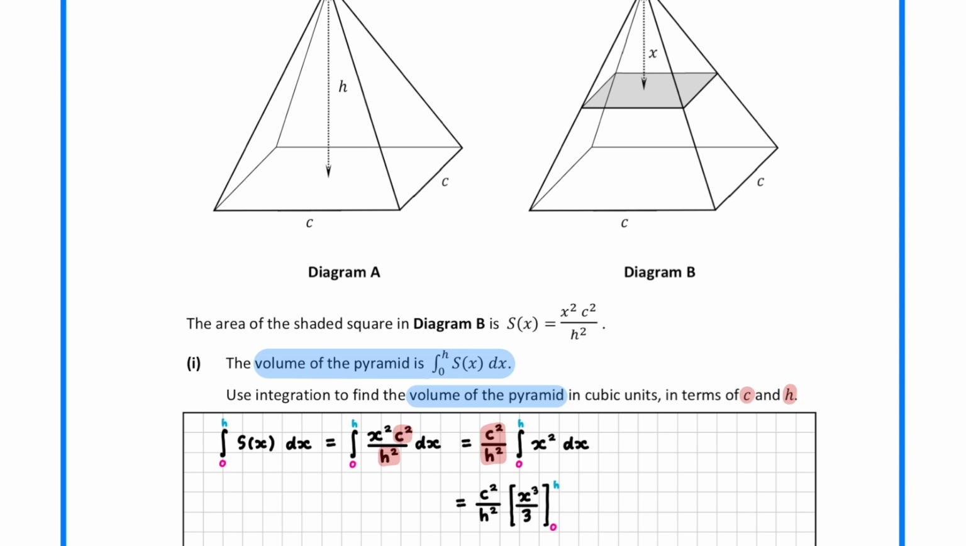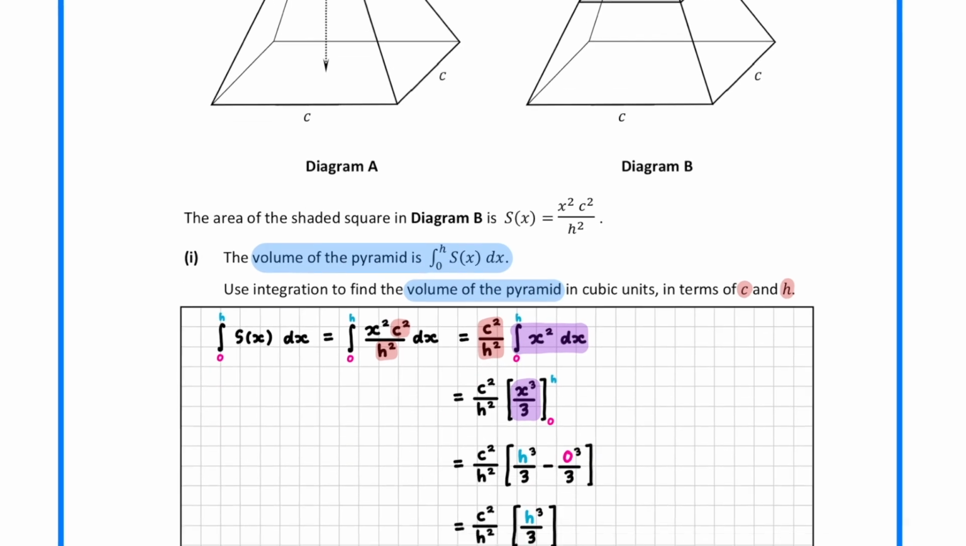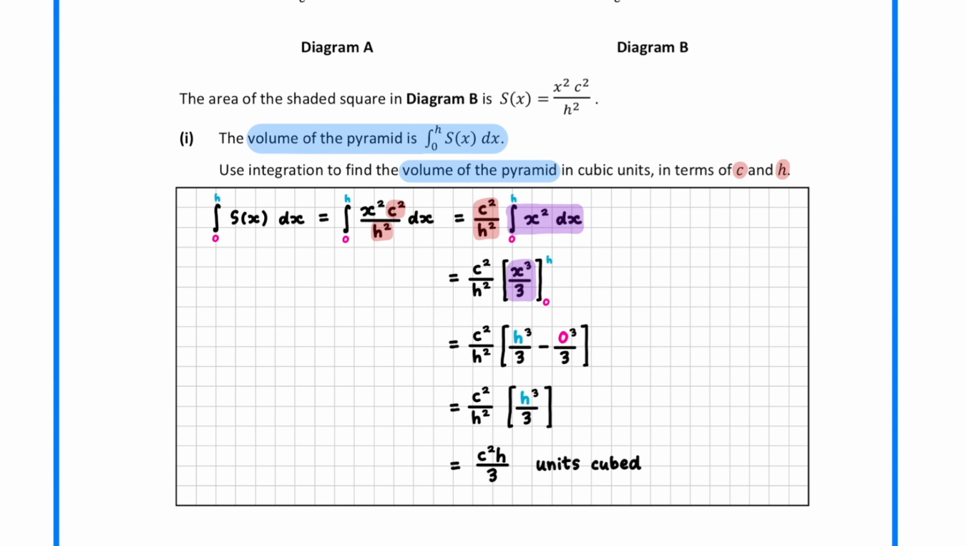c and h are both constants, so the multiplicative constant, c squared over h squared, can be brought outside the integral sign. x squared integrates to x cubed over 3. We sub in the upper limit, h, sub in the lower limit, 0, and then subtract. We simplify, and then observe that h cubed divided by h squared is equal to h. This brings us to our final answer.